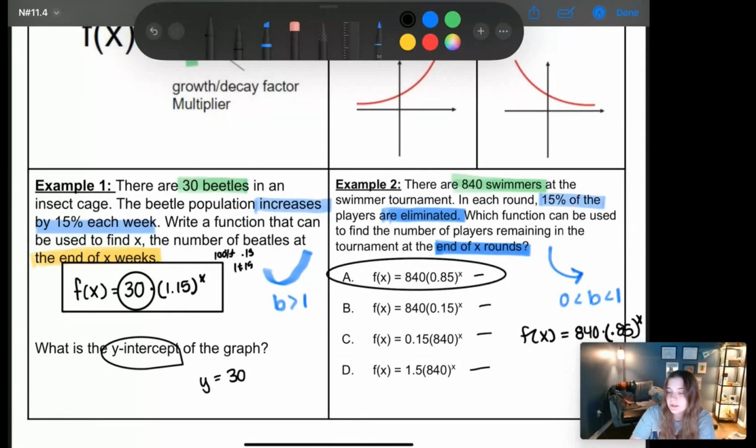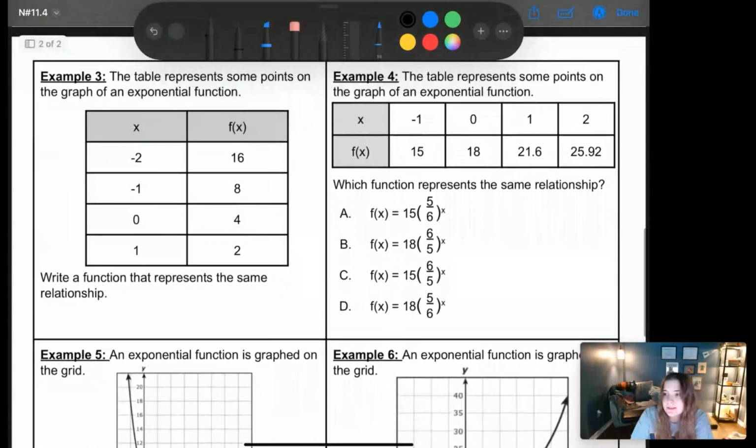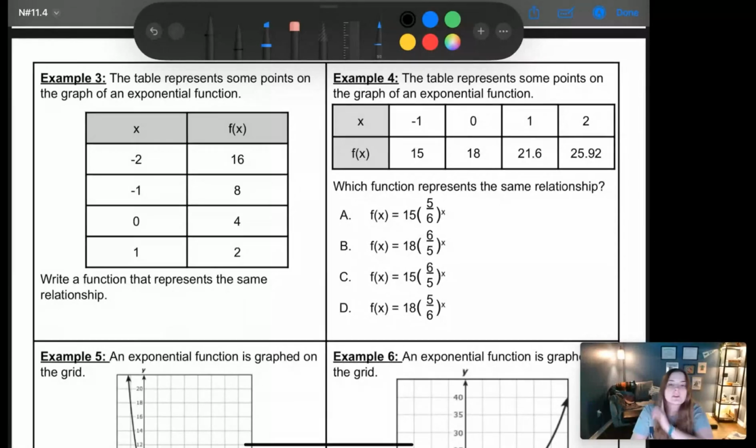All right, we're going to move on to the back page. We're going to do a few of those together and then a couple on your own. So let's move on. Remember, if I'm going too fast for you, you can pause, you can change the playback speed, you can do whatever you got to do, okay? The table represents some points on the graph of an exponential function. Write a function that represents the same relationship. So, for this one, if I'm taking a look here, I know that I'm going to use my best friend. Who is my best friend? Desmos.